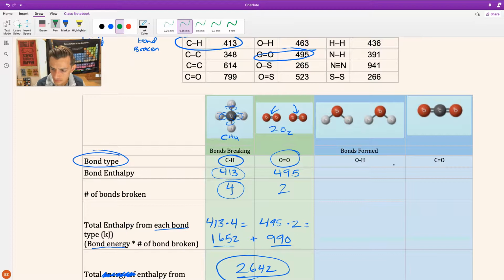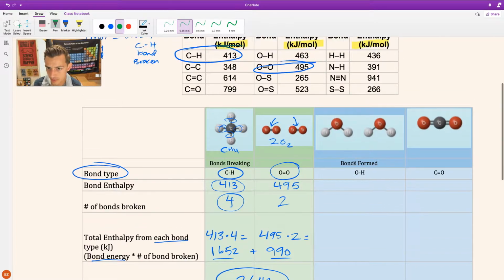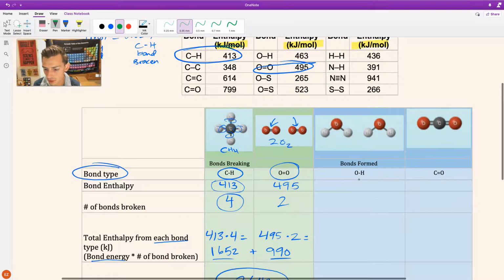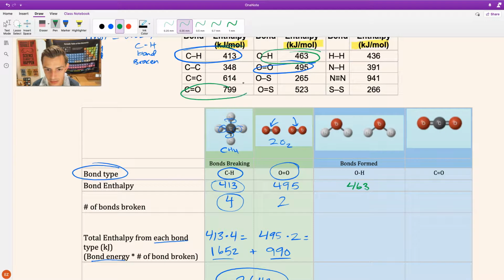Now I can do the bond enthalpies for those formed bonds. What I'm going to do here is the exact same steps, and I'll go a little faster. The first step is I'm going to go to the oxygen to hydrogen bond and look up how much I get. There it is in the table. Carbon to oxygen double bond, there it is in the table, 799.